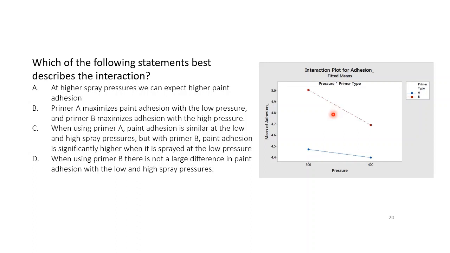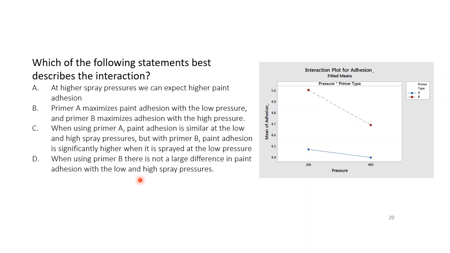At higher spray pressure, we can expect higher paint adhesion. Primer A maximizes paint adhesion with the low pressure, and primer B maximizes the adhesion with the high pressure. When using primer A, paint adhesion is similar at the low and high spray pressure, but with primer B, paint adhesion is significantly higher when it is sprayed at the low pressure.